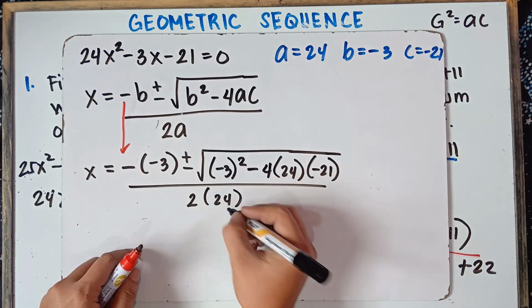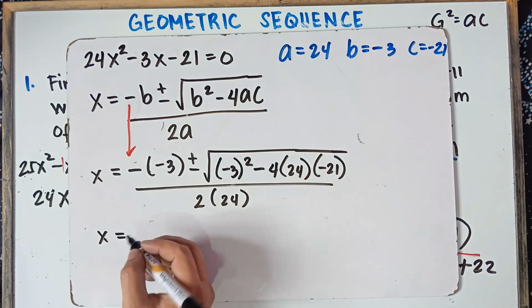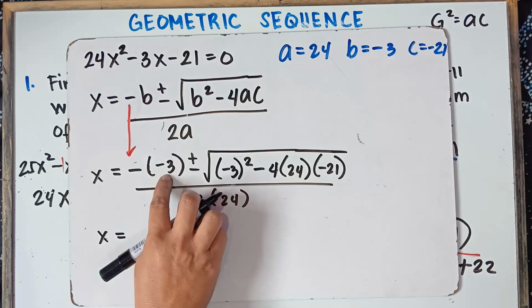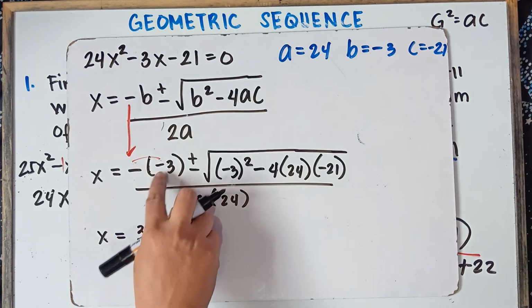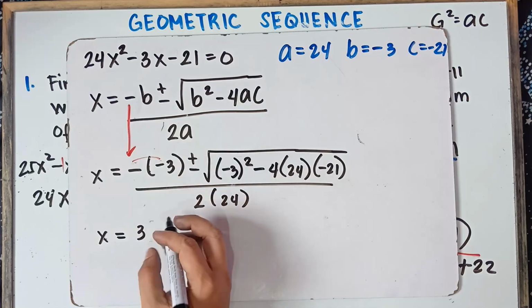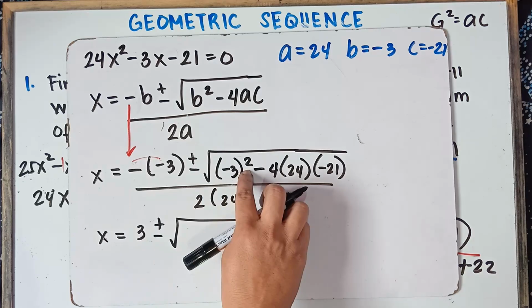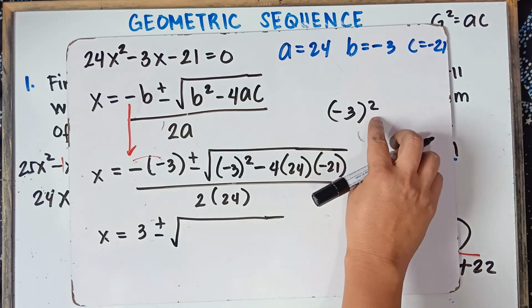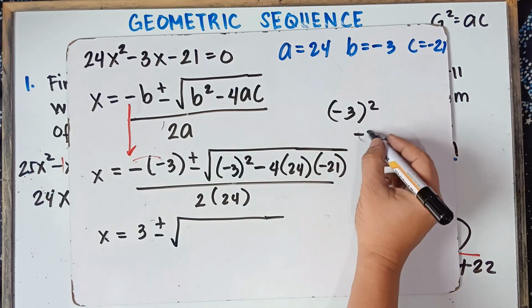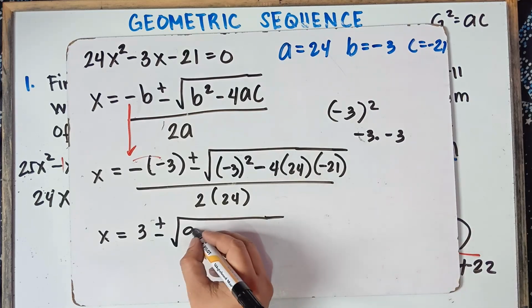Alright, and the next step, you copy x equals negative times negative. That will be positive. So this will be positive 3. Once again, you distribute the signs. You multiply the signs. Negative times negative, that will be positive. Simply copy 3. And then plus or minus square root of negative 3 squared. It doesn't mean negative 3 times 2. It means negative 3 times negative 3. Negative 3 times negative 3, that will be positive 9.